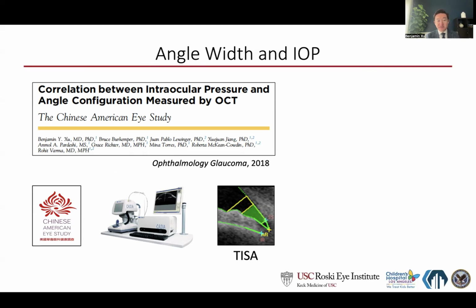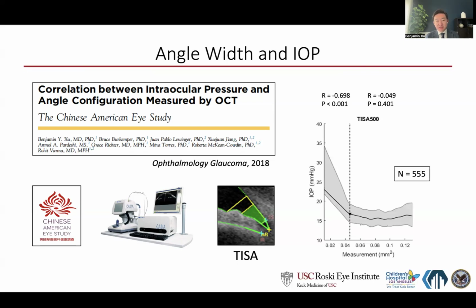In this study, we used data from the Chinese American Eye Study, which was a population-based epidemiological study conducted by USC investigators here in Los Angeles. We obtained ASOCT imaging on the majority of study participants using the Tomey CASIA SS-1000 swept-source ASOCT system. And in this study, our measure of angle width was trabecular iris space area, or TISA, which measures the amount of space or area in the angle recess.